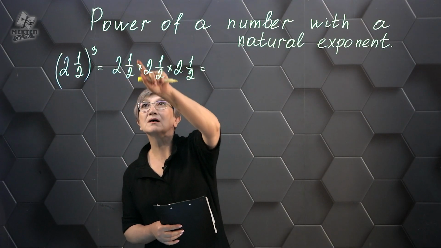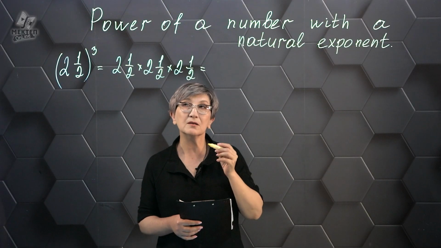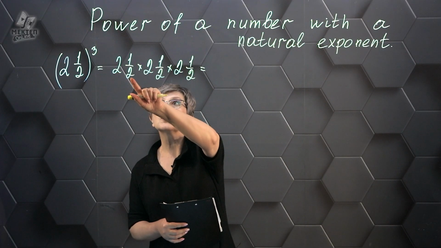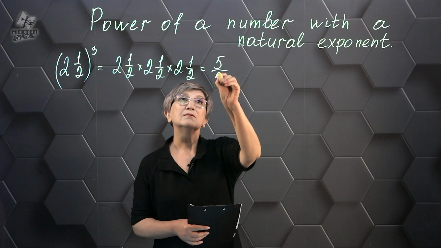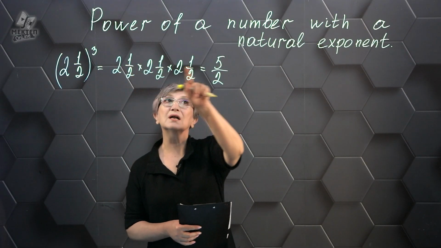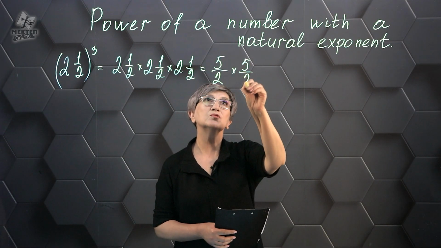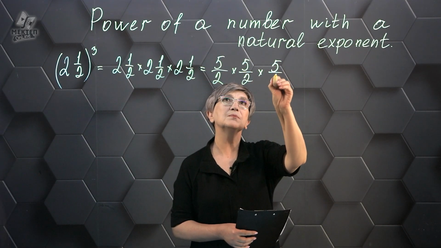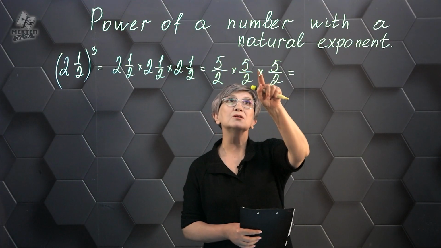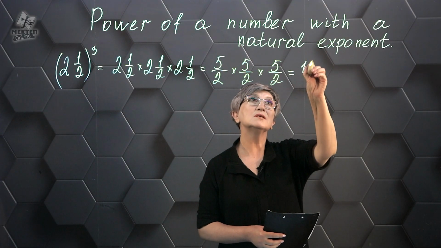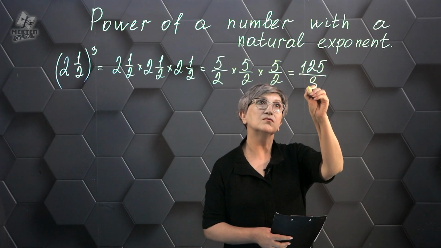To do this, I'll write the mixed number, two integers 1/2, as an improper fraction. 2 times 2 is 4 plus 1 is 5. The result is 2 whole 1/2 is the fraction 5/2, and then I need to multiply 5/2 by 5/2 and multiply it by 5/2. In this case, 5 times 5 and multiply by 5. In the numerator is 125 and in the denominator is 8.